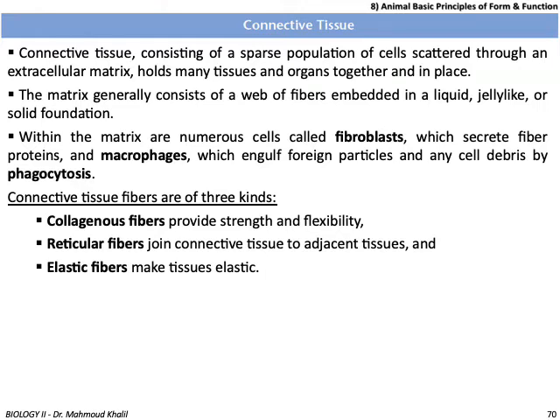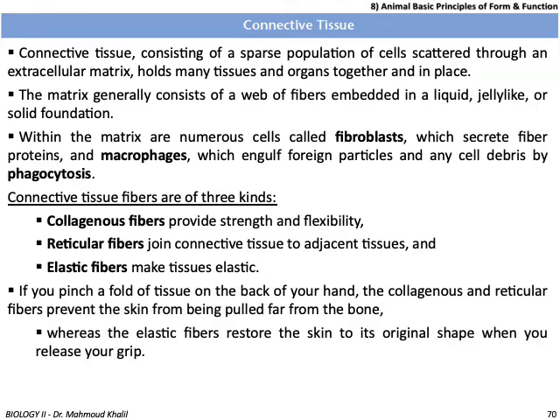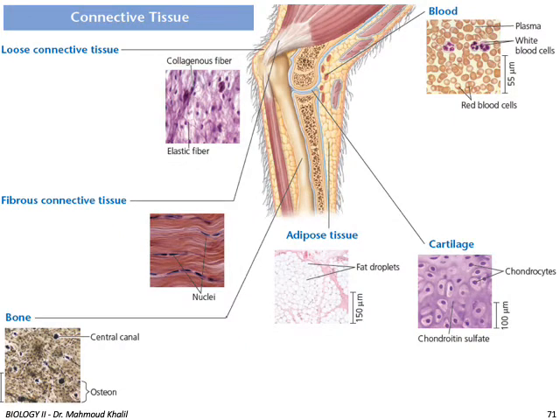The first one provides strength and flexibility, the second one joins connective tissue to adjacent tissue, while the third one makes tissue elastic. If you pinch a fold of tissue on the back of your hand, the collagenous and the reticular fibers prevent the skin from being pulled apart from the bone, whereas the elastic fibers restore the skin to its original shape when you release your grip. In this slide, we'll see the different types of connective tissue.